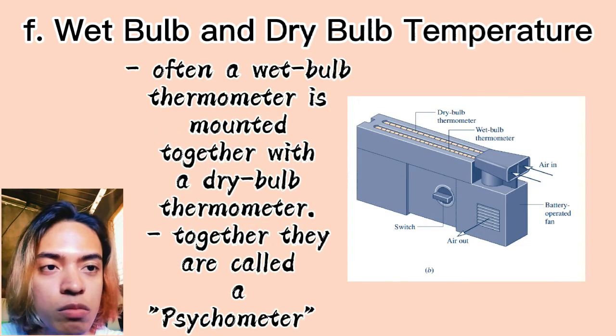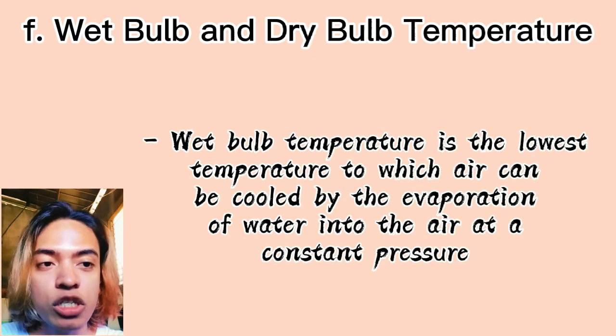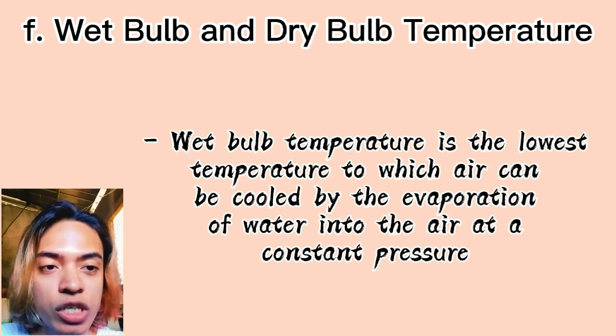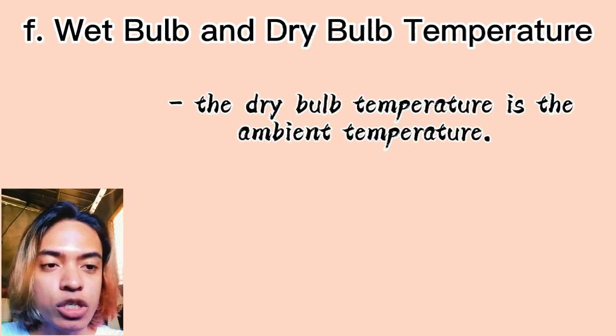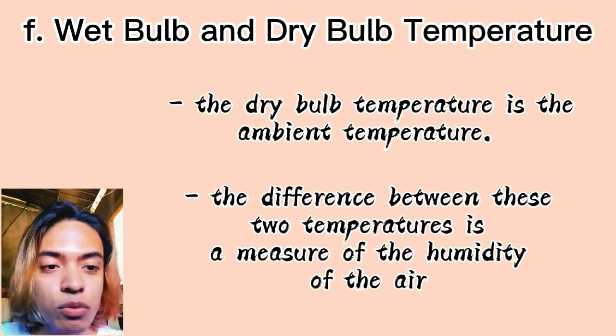Often, a wet bulb thermometer is mounted together with a dry bulb thermometer to form an instrument called a psychrometer. Wet bulb temperature is the lowest temperature to which air can be cooled by the evaporation of water into the air at constant pressure. The dry bulb temperature is the ambient temperature. The difference between these two temperatures is a measure of the humidity of the air.